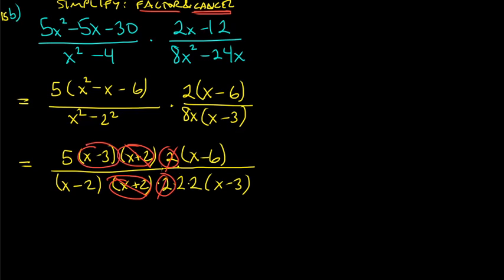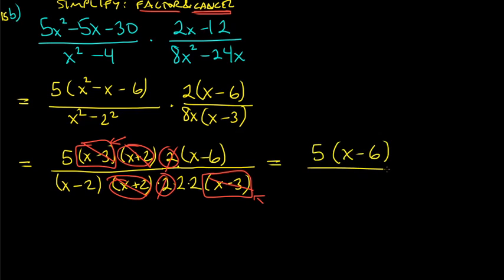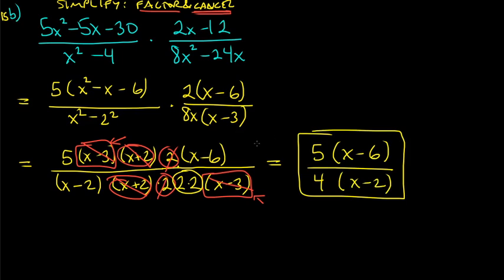X minus 3 over x minus 3, even though it's way over here, as long as one is in the numerator and one is in the denominator, they cancel as well. All right, so I think that's it. What's left over in the numerator is the 5 times x minus 6. And in the denominator, we have 2 times 2, which is 4, times x minus 2. I think there's nothing left to cancel, so that's the answer for 15B.